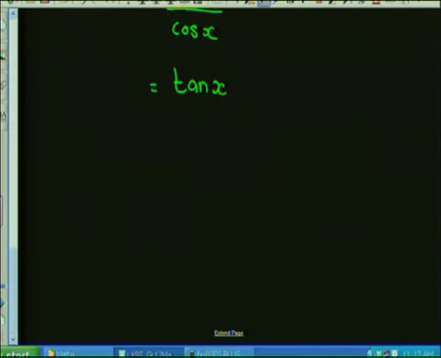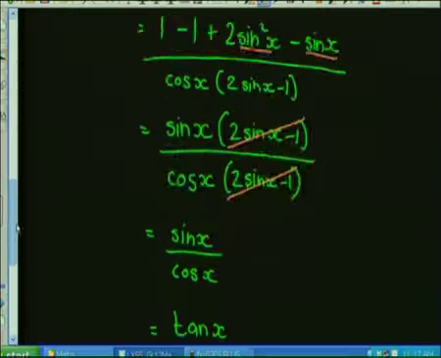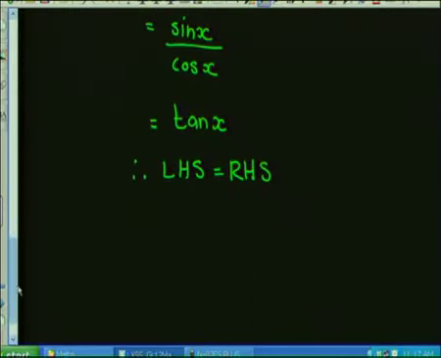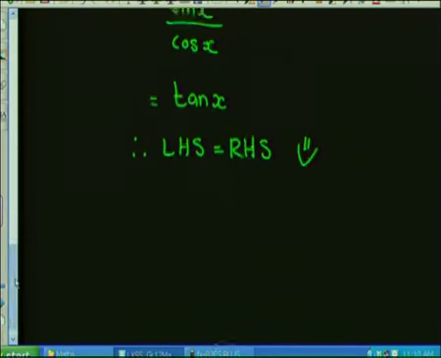And we can then finish off by saying, therefore, my left-hand side is equal to my right-hand side. And that is such a good feeling. And you now know that you've earned your 4 marks by proving that. Okay, and it is fabulous when we get to that point.